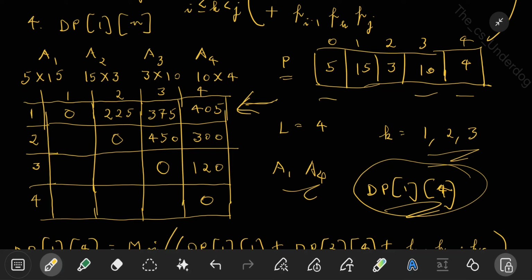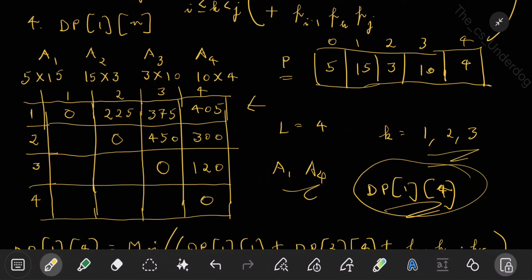One more thing is that you might be thinking that we found out the minimum number of scalar multiplications, but how do we know what is the best way of parenthesizing? That is, you know the minimum number of scalar multiplications is 405, but you don't remember whether it came when you did A1 into A2 into A3 into A4 or some other parenthesization. So one thing you have to keep in mind is that generally in the matrix chain multiplication problem, the final answer expected is the minimum number of scalar multiplications.